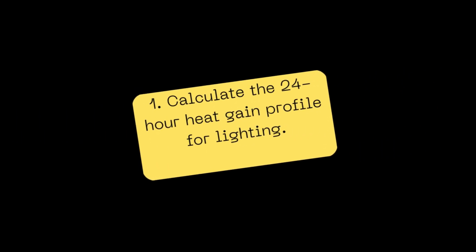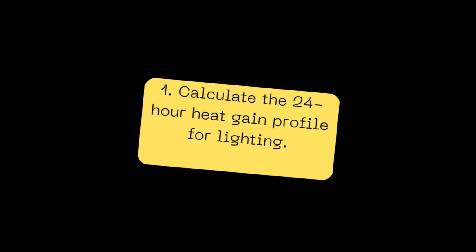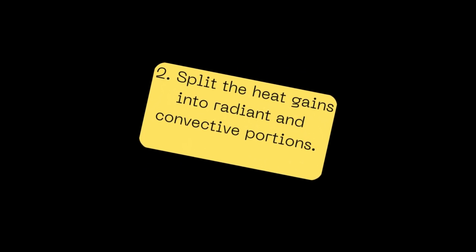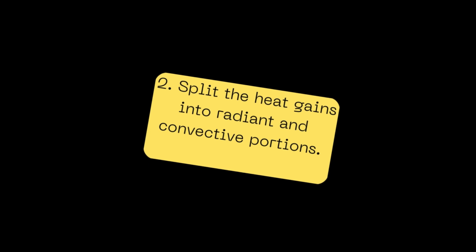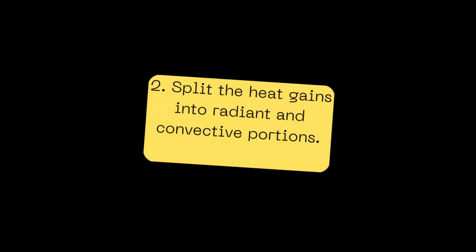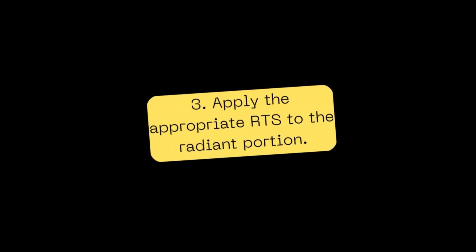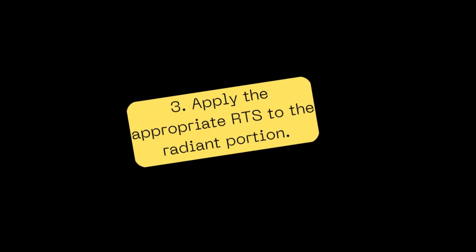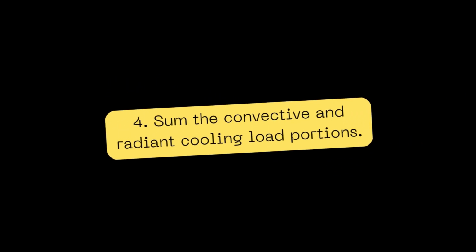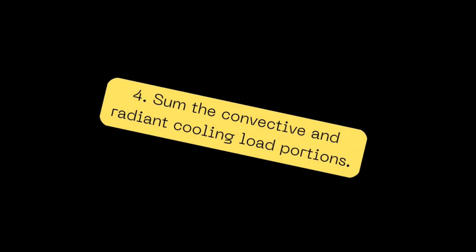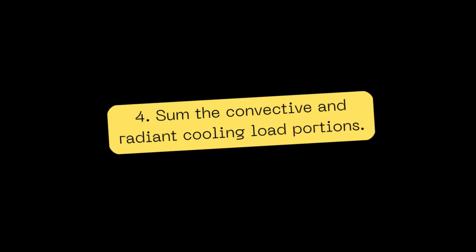To perform the actual calculation of the cooling load required for lighting, we have to first calculate the 24-hour heat gain profile for lighting. Then we split the heat gains into radiant and convective portions. Remember that the convective portion immediately becomes cooling load. Afterwards, we apply the appropriate radiant time series to the radiant portion. Then we sum the convective and radiant cooling load portions to determine the cooling load for lighting at the designated time.